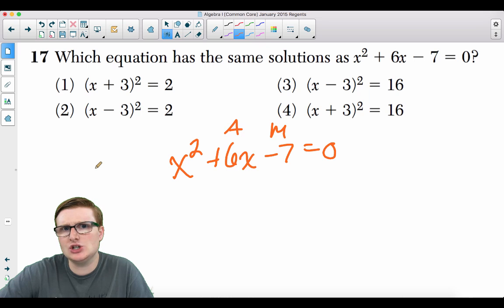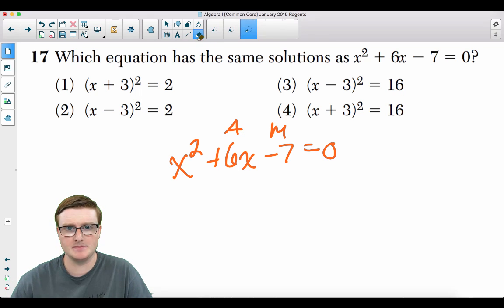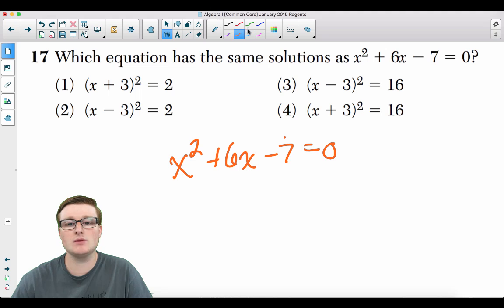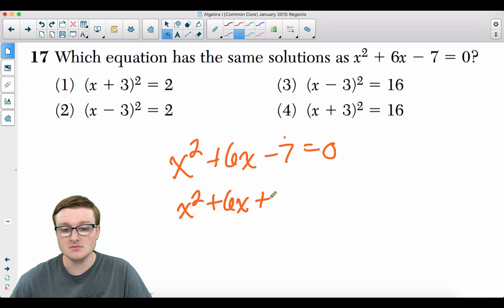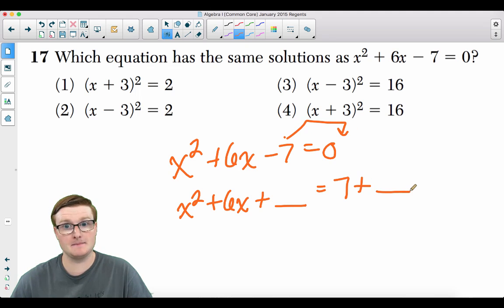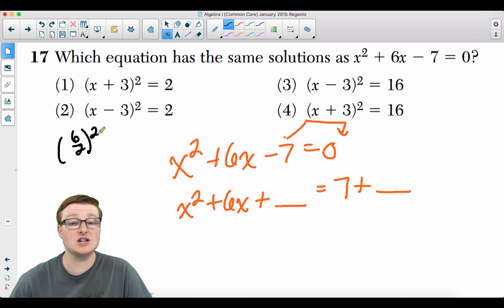I can't think of any two numbers that add to give you 6 and multiply to give you negative 7. So what that means is we need to do completing the square. And completing the square, we need to remember take the b term, halve it, and then square it. So we get x squared plus 6x plus some number, and that number is in place to create a perfect square trinomial, is equal to, now I'm going to move this 7 over, 7 plus something. So now I'm going to take half the middle, which is 6 divided by 2, and you square it.